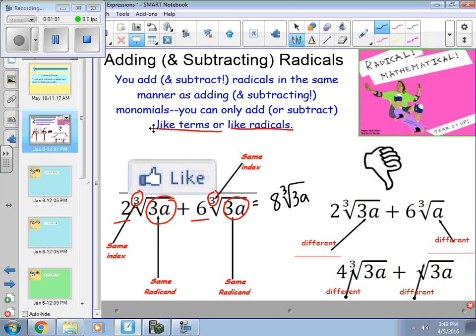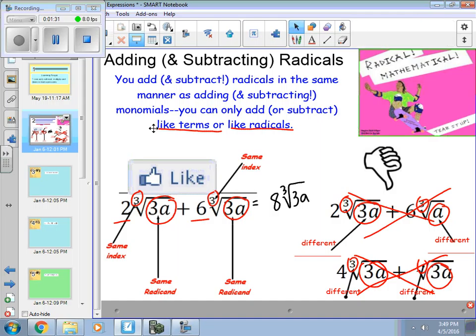Okay. The second example is no good. Even though we have the same index or same type of radical, in this case a cubed root, what's underneath the radical sign, the radicand, is different. It's not the same. So these would not be able to be added together. Same here. Even though the stuff underneath is the same, if one's a cubed root and one's a square root, those cannot be added together. So you got to have the exact same type of radicals in order to add them.